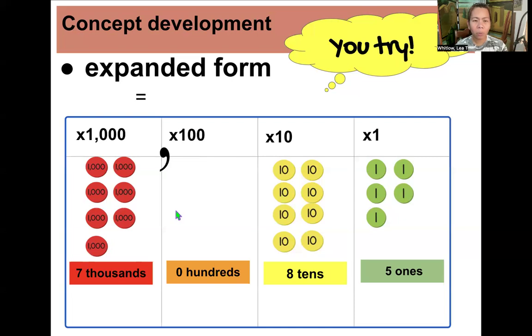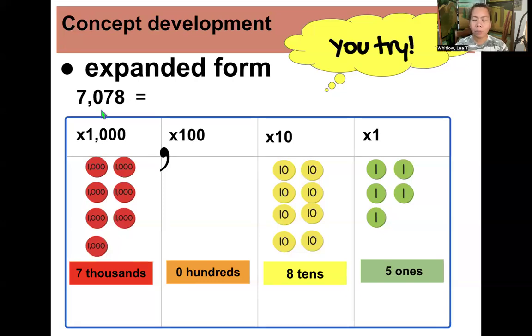Now, how are we going to write that in standard form? It is 7,078. Now, remember that this 0, you cannot ignore it. You still need to put it if you're writing your standard form because that holds the place value for 100. It means we do not have 100.